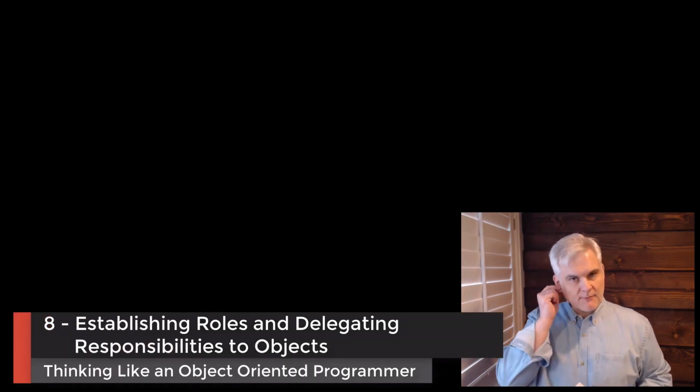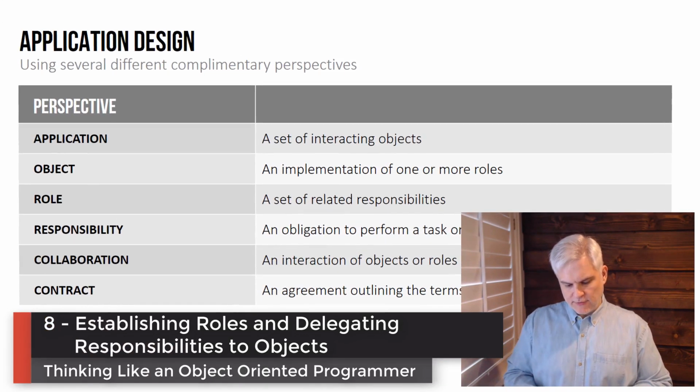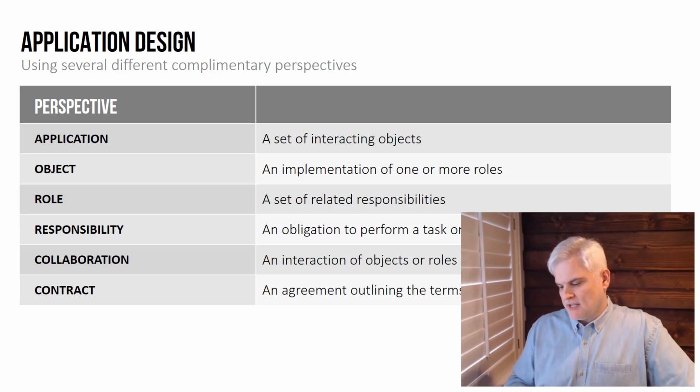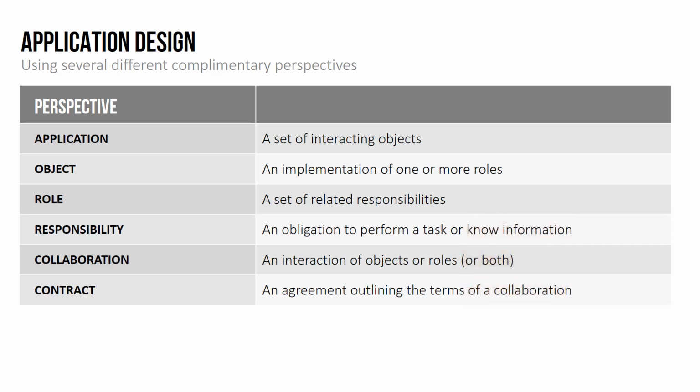I want to start this video by going back to the little chart that I displayed previously, and I just want to go through the first several of these complementary perspectives whenever we're designing an application, and the little definitions next to them. The first one we called an application a set of interacting objects. Okay, an object is an implementation of one or more roles. A role is a set of related responsibilities, and a responsibility means that there's an obligation to perform a task or to have or possess or know some form of information.